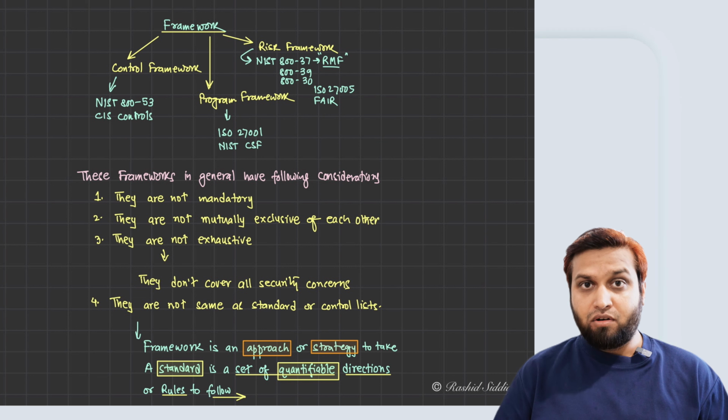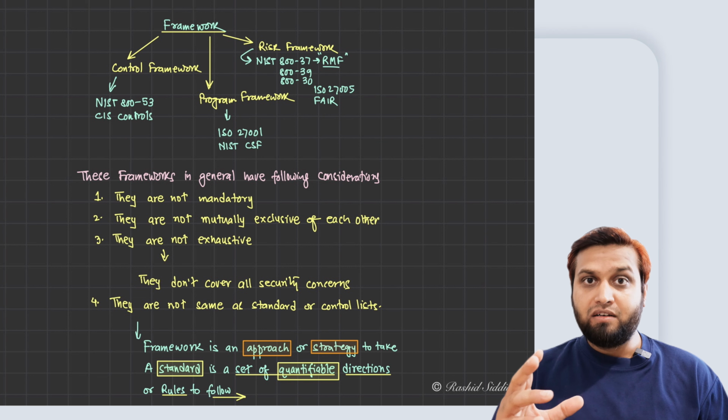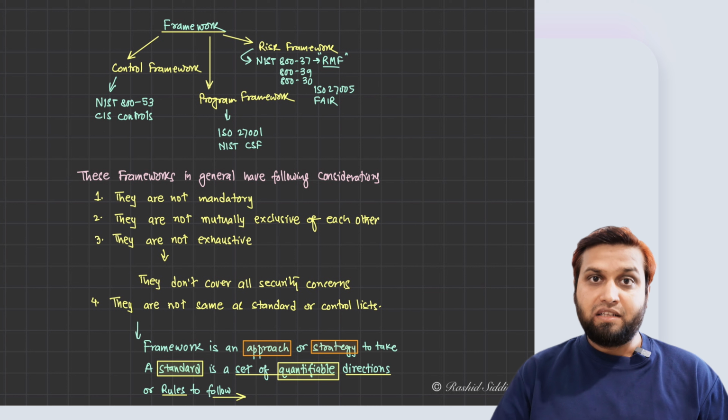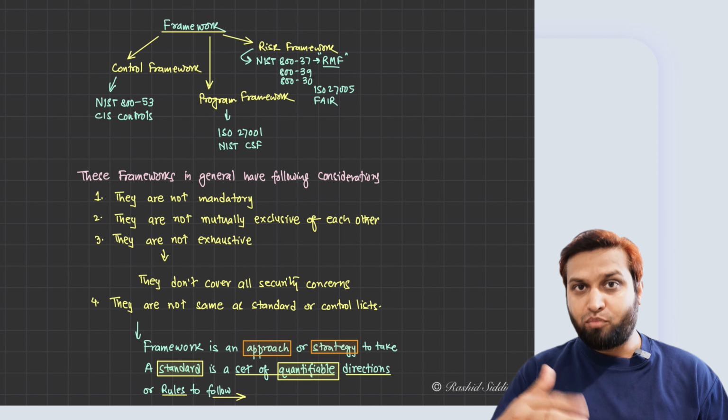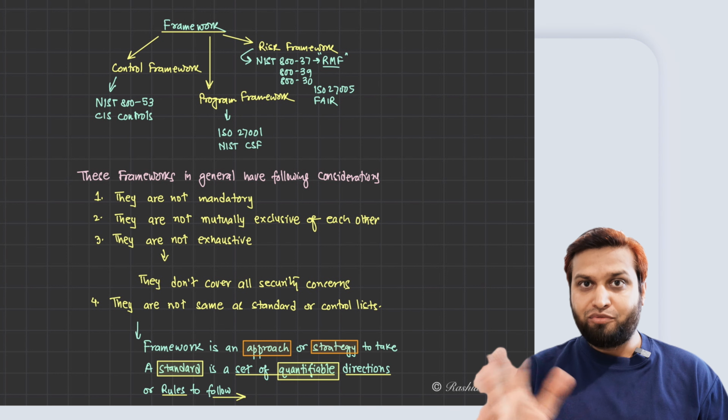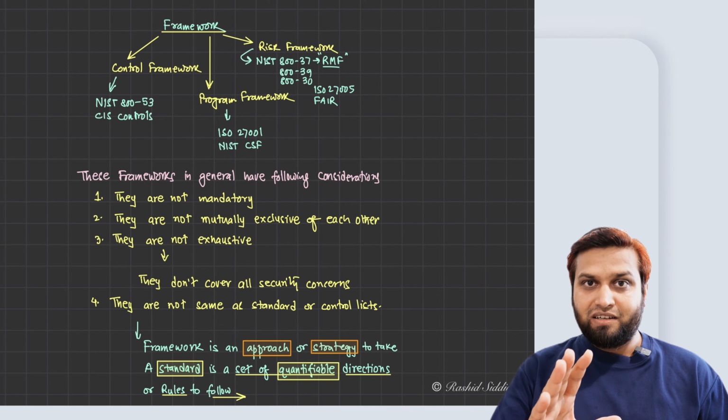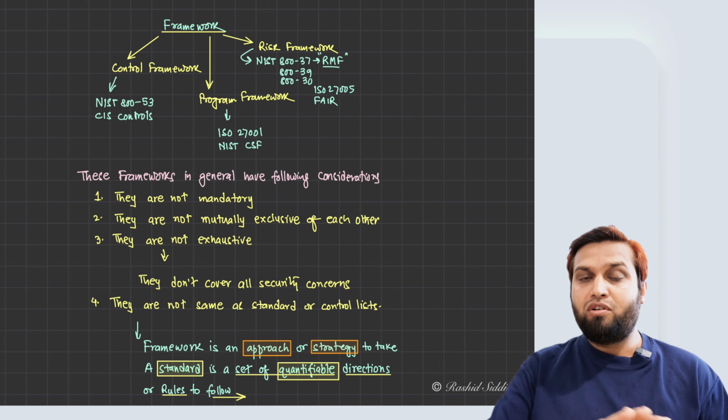And third is that they are not exhaustive. It's not like one framework is covering everything. So point 3 and point 2 are kind of similar, and it's hard to find the difference, but by exhaustive I mean they do not cover everything, right?